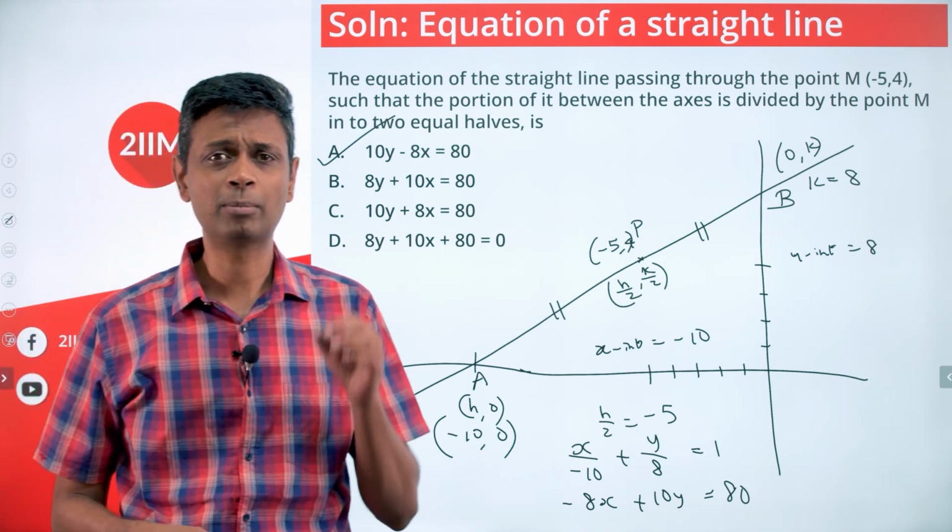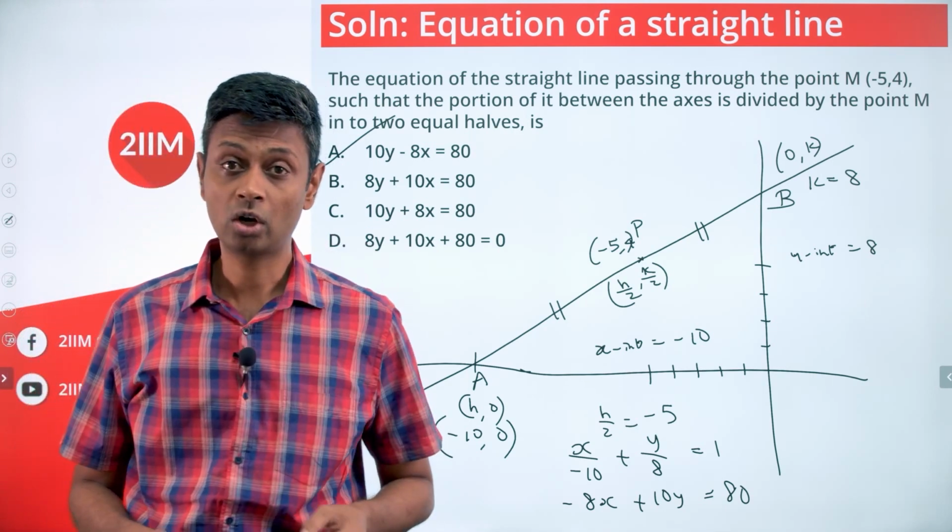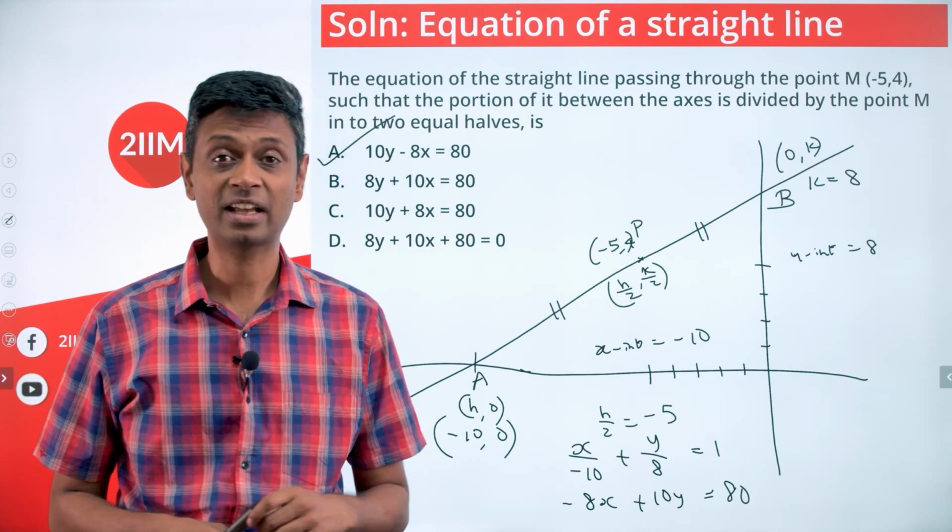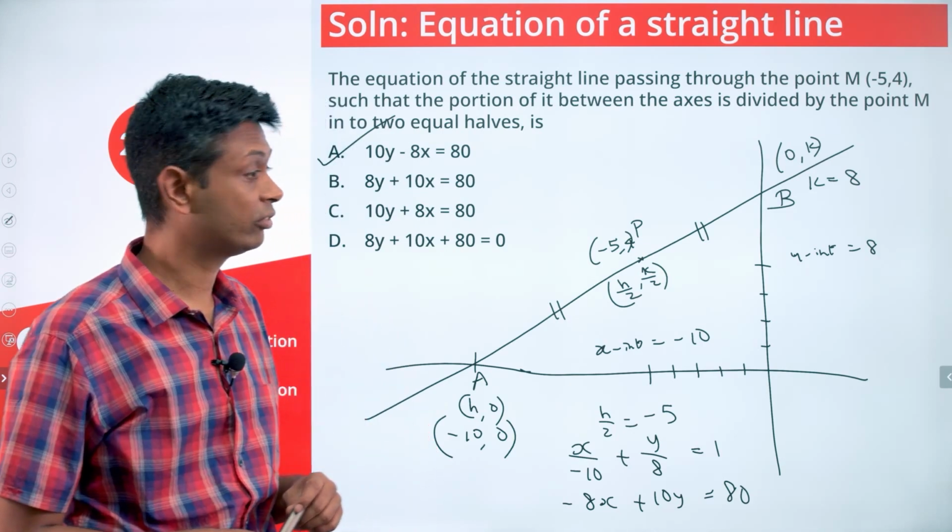The idea here is that the point M is the midpoint of the segment AB, where A has coordinates h comma 0, and B has coordinates 0 comma k.